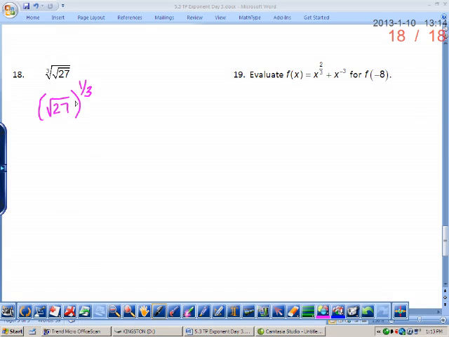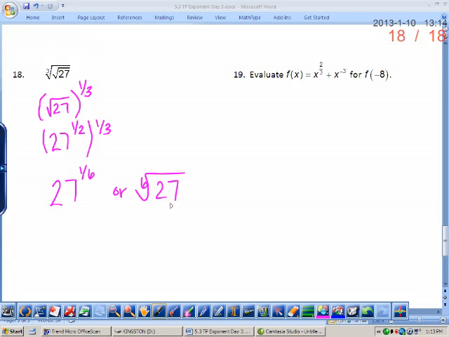How could I rewrite the square root of 27? That's rewriting 27, but it's not rewriting the square root of 27. 27 to the 1/2 power. Here's the 1/3 power. So then what could you do with 1/2 and 1/3? Multiply them. So this is 27 to the 1/6 power. You could also write this as the 6th root of 27.